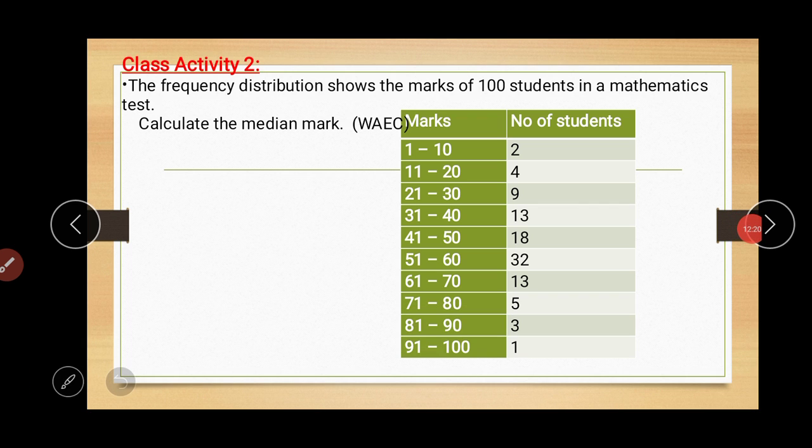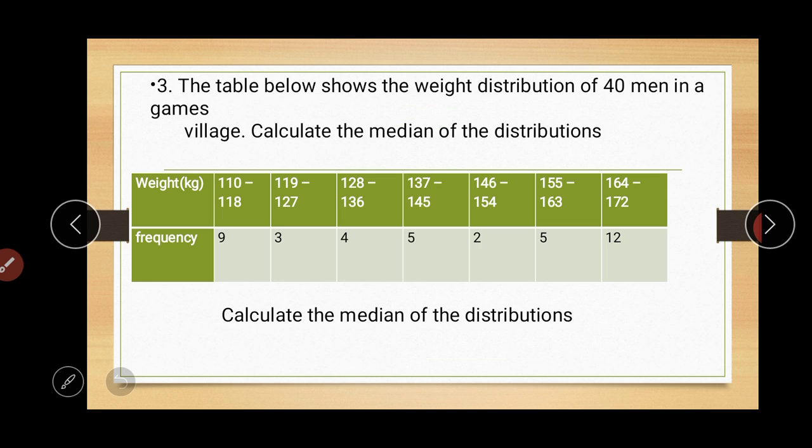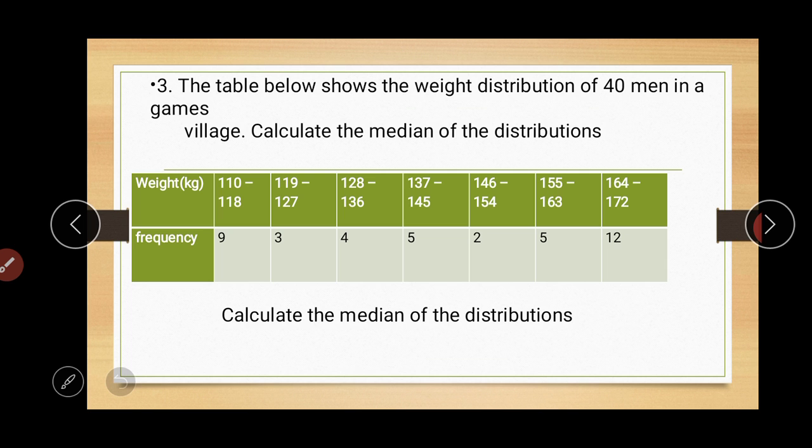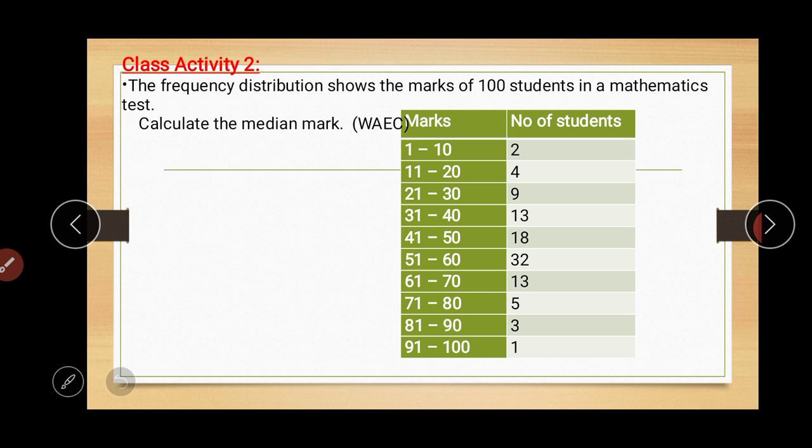So the class activities is what I wanted us to look at and do together. This is also a WAEC-type question. You have to find the median. Please try and practice this one and give me feedback if you have any problem with it. Now, there are two activities I want to do. We are calculating the median for this one. That's the first one, and that's a past question.